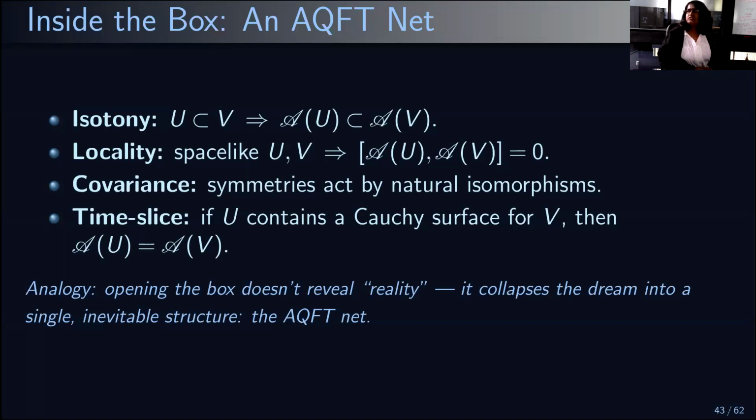So the box doesn't really reveal what reality is, but it collapses the dream into some sort of structure. And this is like an AQFT net. What an AQFT net does is consider one particular subset of spacetime rather than all of spacetime, and see what that particular subset is mapping to.